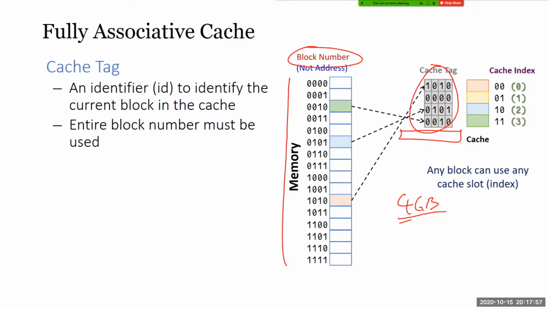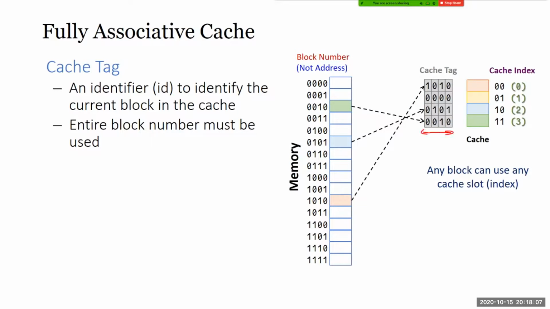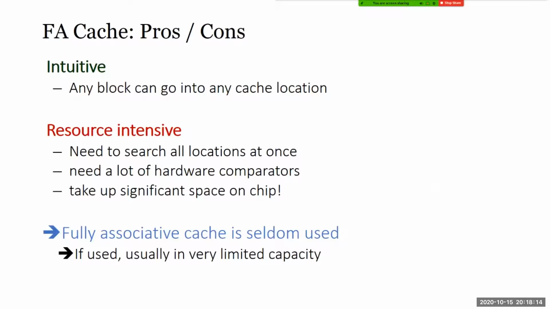So maybe you have 4 billion books, but every 4 books is 1 tag, right? So you only need to store 1 billion tags. So basically the cache tag is the number of bits needed to hold this amount. So the entire block number must be used to identify.